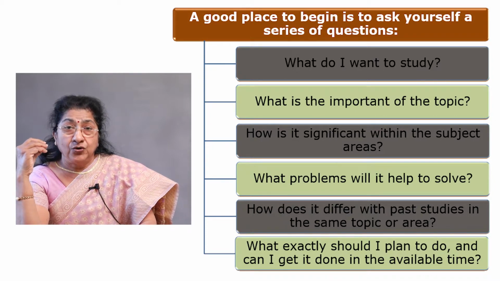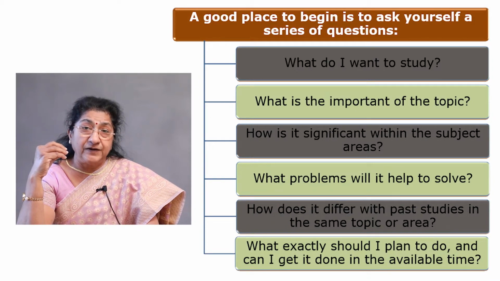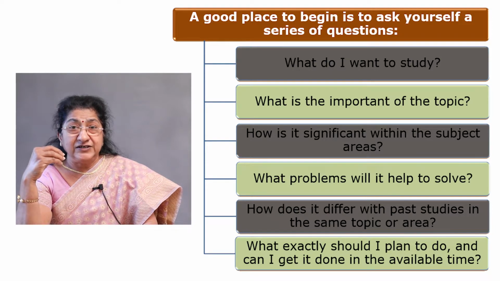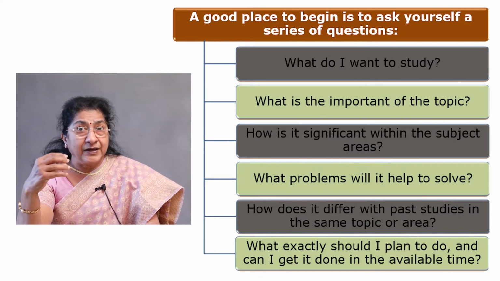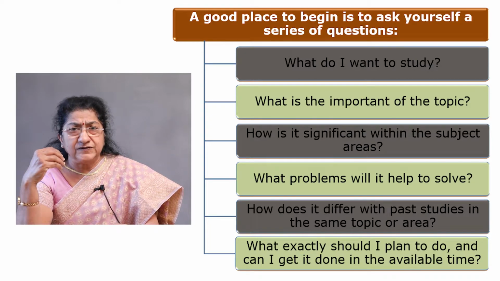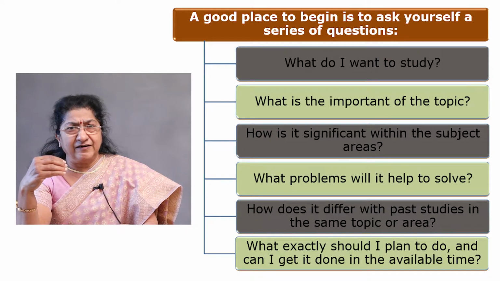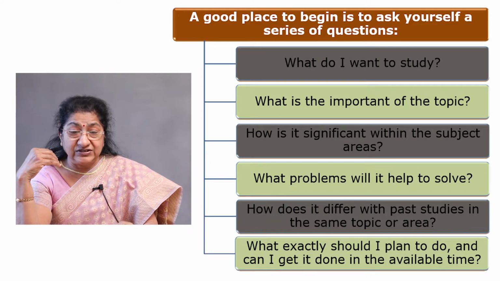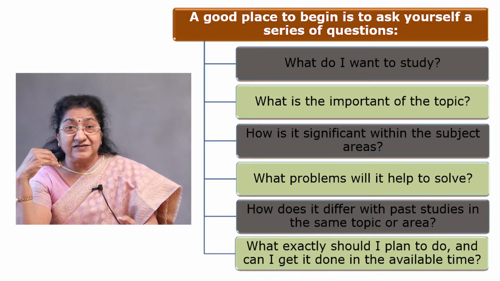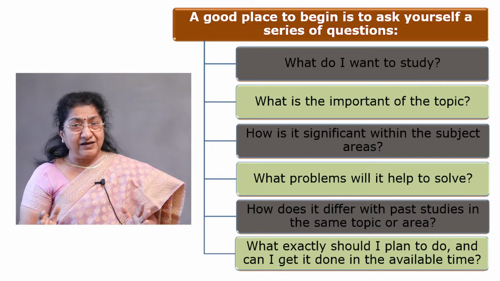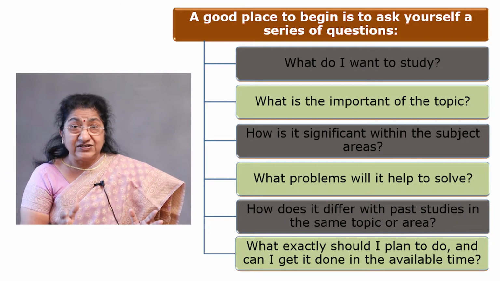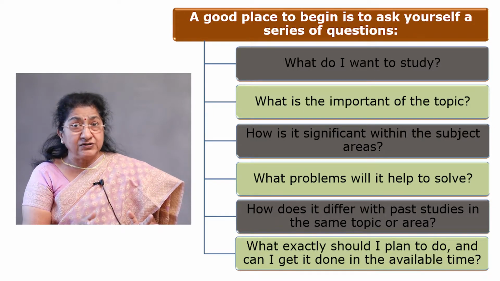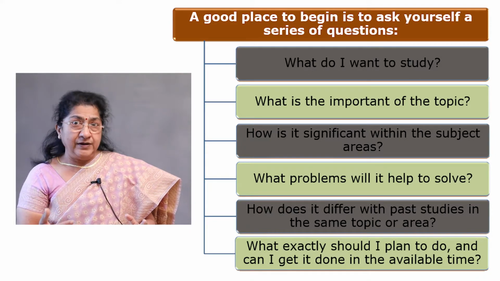Second question is, what is the importance of the topic? Is it related to the modern environment? Is it able to find an amicable solution? So, what is the importance? And if it is clear, then ask a third question to yourself: how is it significant to the subject area? Obviously, every subject has its own area, so whether it is significant to that area. If it is significant, then okay. If it is not significant, then try to find another subject.